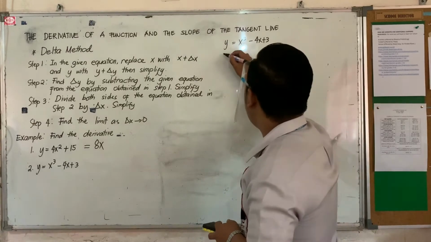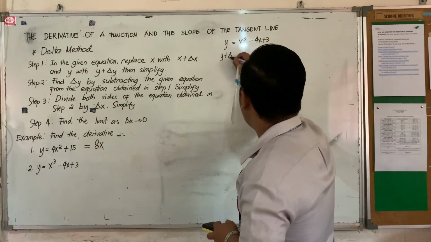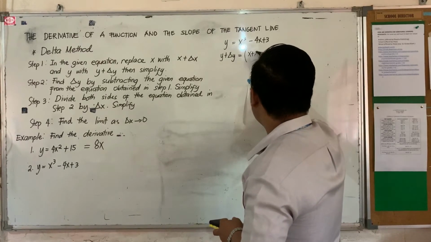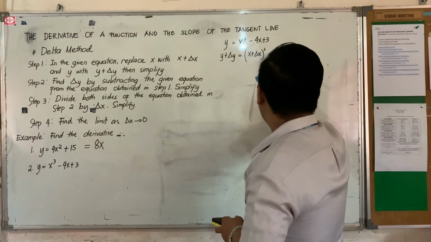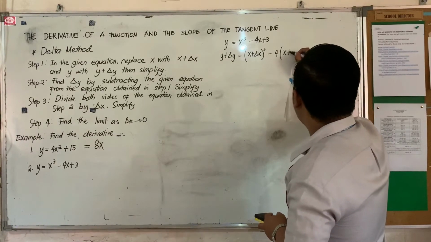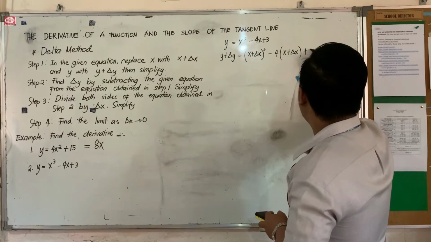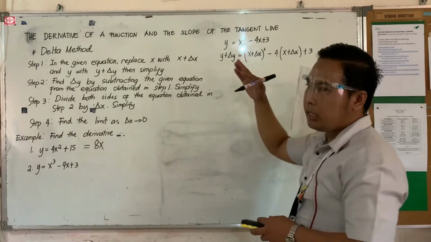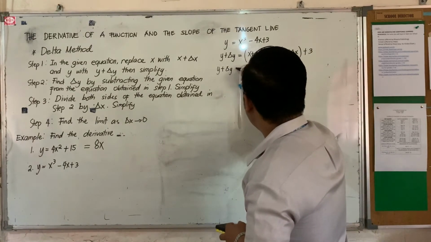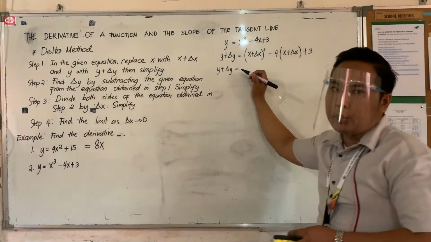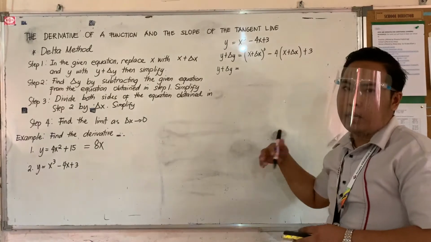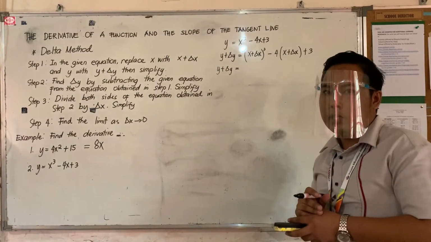So, we have now here y plus delta y equals, since x yan, this becomes x plus delta x raised to 3. Huwag kakalimutan yung mga exponent. Then we have negative 4 times x plus delta x plus the constant 3. Then, simplify pa natin yan. So, we have y plus delta y is equal to, sa pag-expand ng binomial, just apply the FOIL method, the vertical method, or the shortcut method niya.